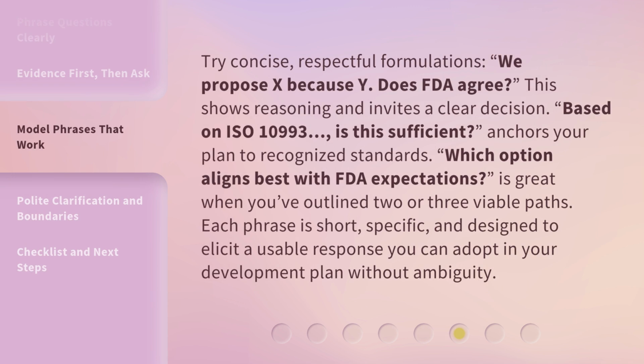Try concise, respectful formulations. "We propose X because Y. Does FDA agree?" This shows reasoning and invites a clear decision. "Based on ISO 10993, is this sufficient?" anchors your plan to recognized standards. "Which option aligns best with FDA expectations?" is great when you've outlined 2 or 3 viable paths. Each phrase is short, specific, and designed to elicit a usable response you can adopt in your development plan without ambiguity.